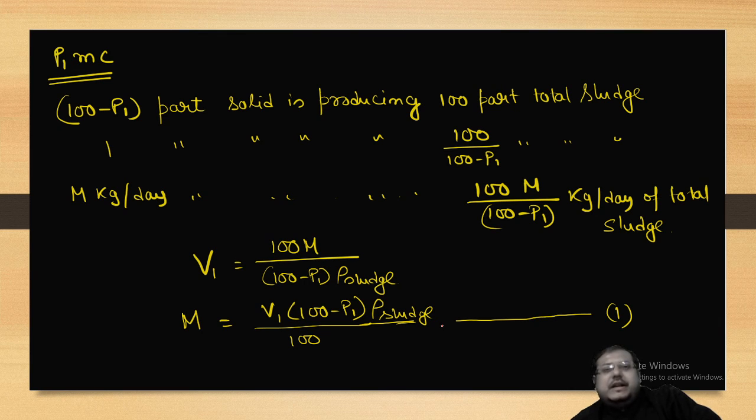By m kg per day, solid is producing how much sludge? 100 m by 100 minus P1 kg per day of total sludge. So what is the volume? V1 is equal to 100 m by 100 minus P1 into rho sludge, because mass by density is the volume. So from that volume, we can take out m, that is m equals V1 into 100 minus P1 into rho sludge by 100. Correct?